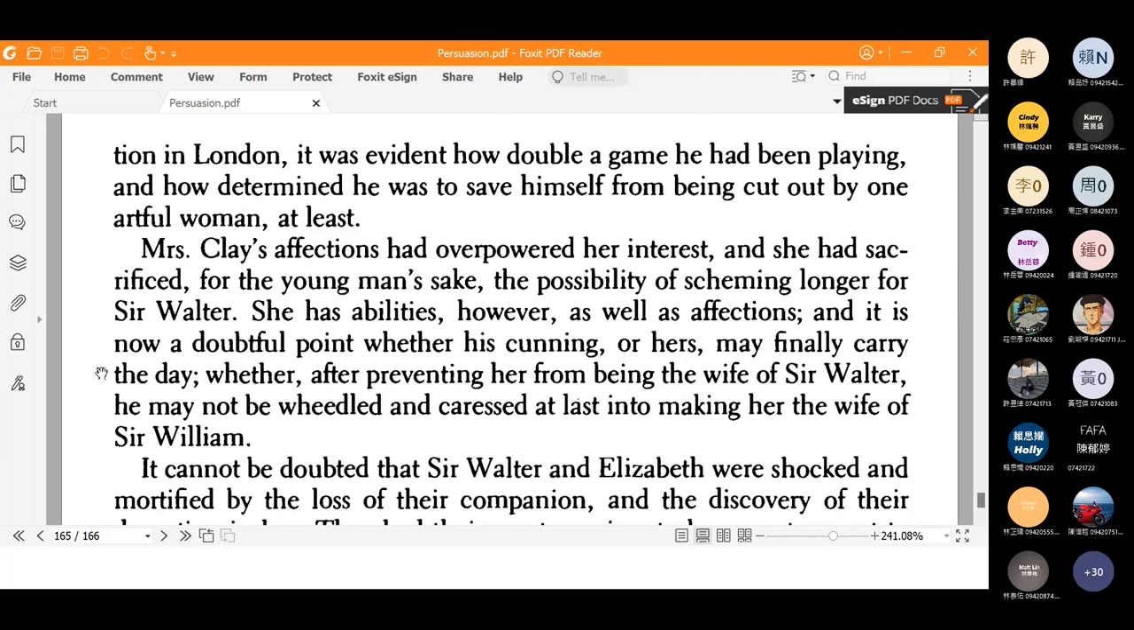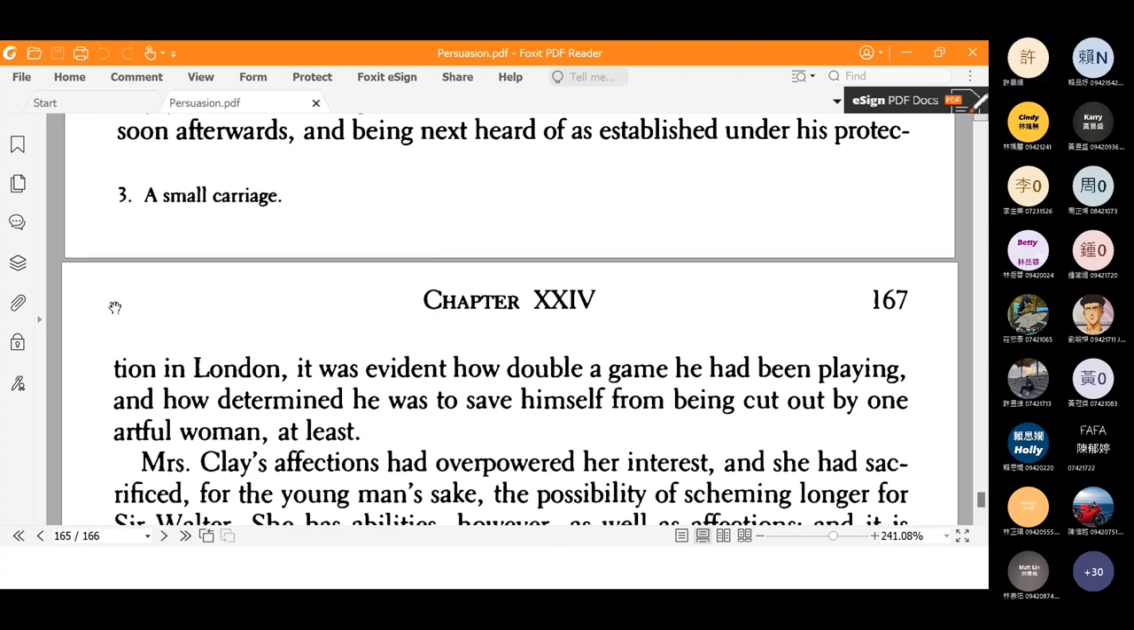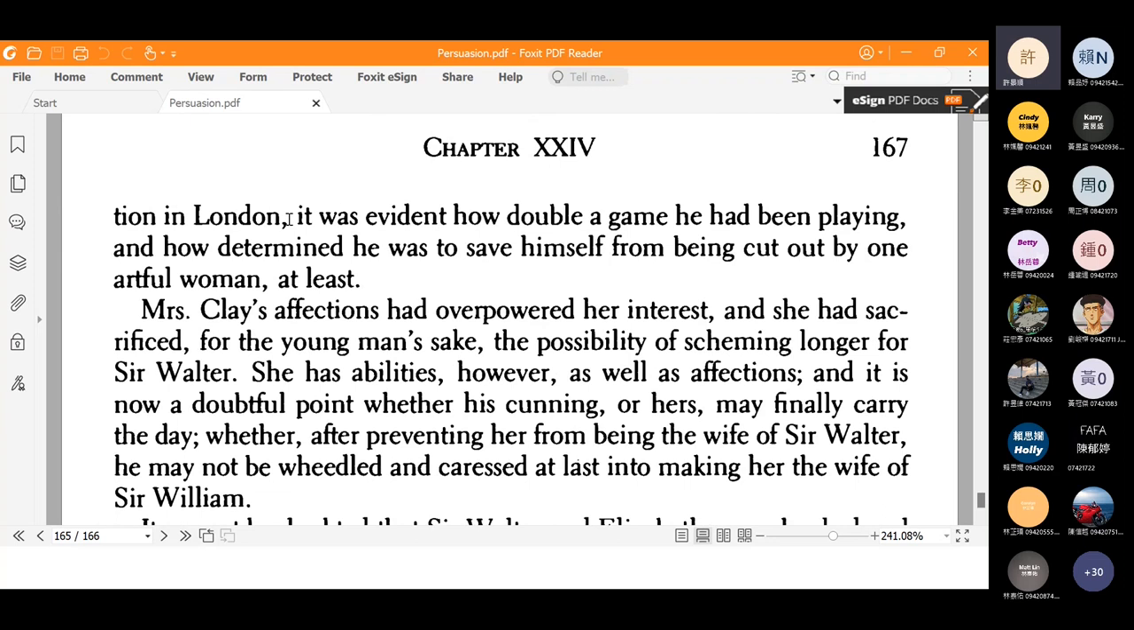What does that mean? In those days, a single woman either had to have money to take care of her own household, or she had to have a man to help deal with the law and taxes and all this other stuff. Mrs. Clay does not have money, so she needed a man to help her. That's what this means. The man that she found was Mr. Elliot. From this fact that Mrs. Clay and Mr. Elliot are now attached, it was evident how double a game he had been playing. 他玩两面手法. Mr. Elliot 玩两面手法.